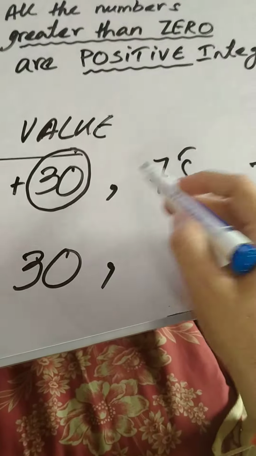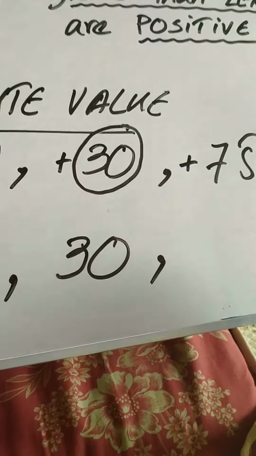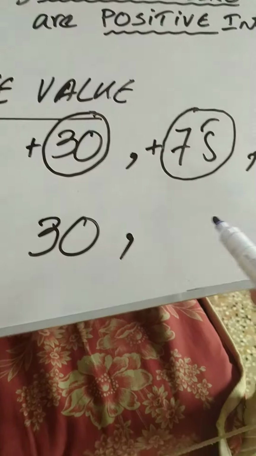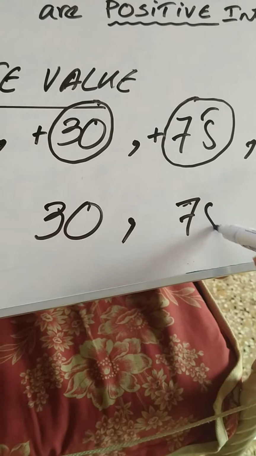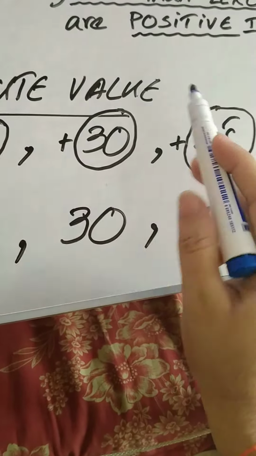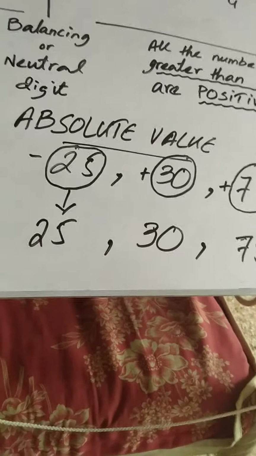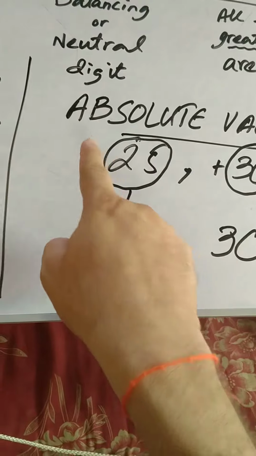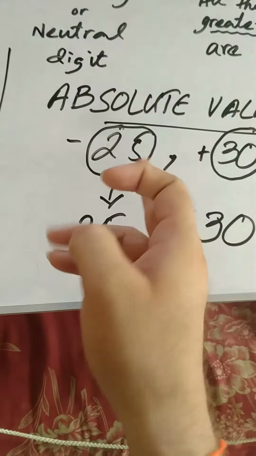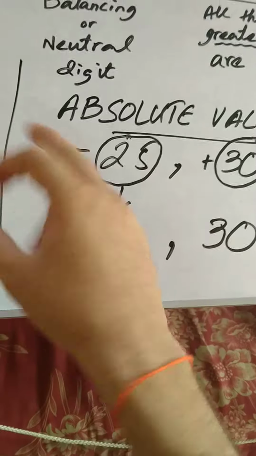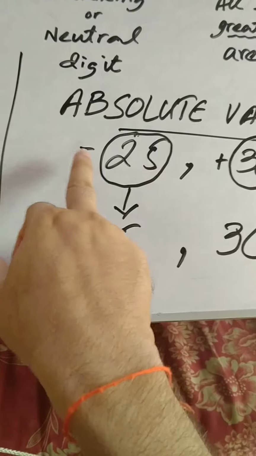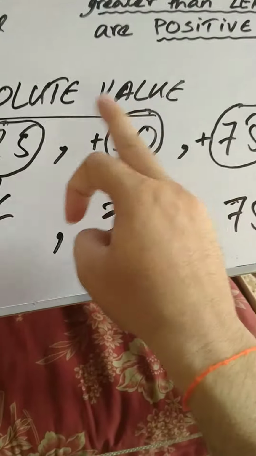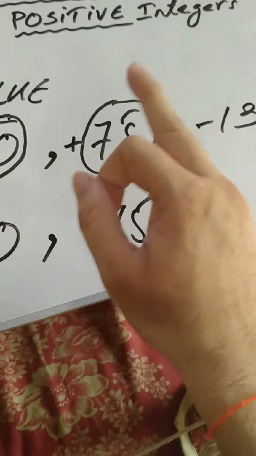Now 75. No sign means, we know that no sign means always understood plus. But if I say what is the absolute value of this positive 75, absolute value means number without considering its sign. We know that there are two types of numbers, positive number and negative number. So guys, absolute value क्या होता है? Number without its sign. We know that every number has a sign before it, positive or negative. तो अगर मैं आपसे कह रहा हूँ what is absolute value, तो absolute value means ignore this sign. So absolute value of negative 25 is only 25. Absolute value of positive 30 is only 30. Absolute value of plus 75 is only 75.